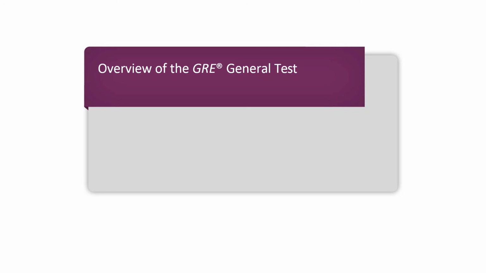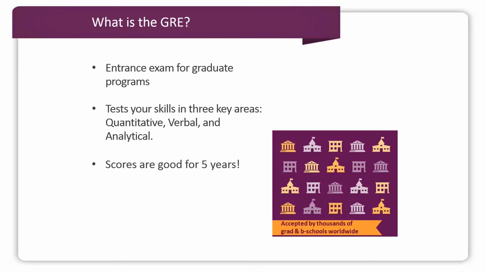We'll start with an overview. The GRE is an entrance exam often required for admission to master's, doctoral, and professional programs. It is issued by a company called ETS and is comprised of 3 measures: Quantitative Reasoning, Verbal Reasoning, and Analytical Writing. Official scores are available for up to 5 years, after which they expire and are no longer available for reporting.